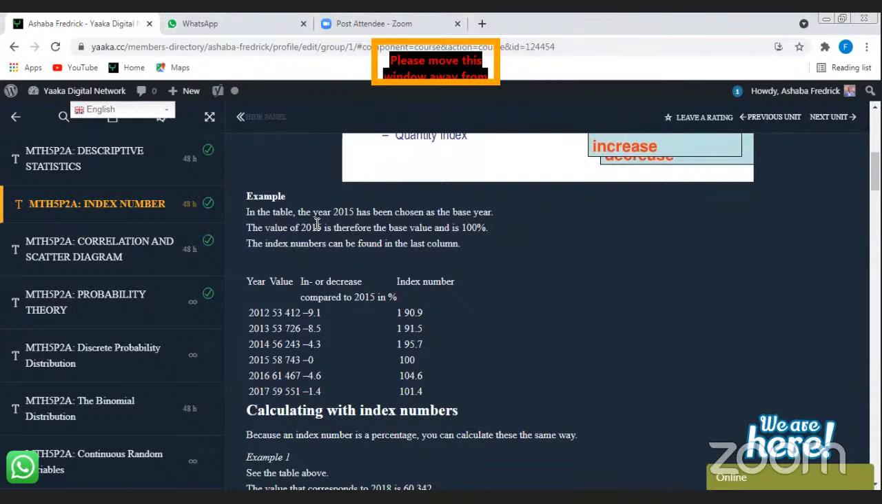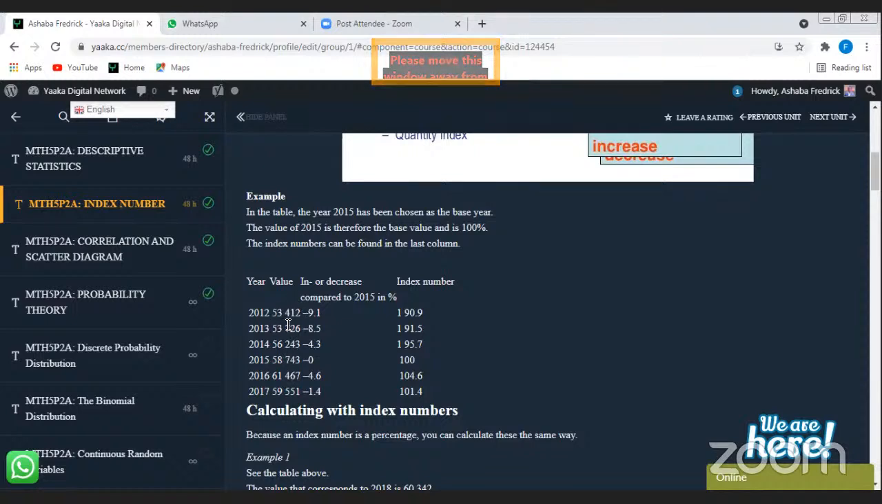So we are saying, for example, in the table, the year 2015 has been chosen as the base year. The value of 2015 is therefore the base value, and it is 100%. So we are saying the index can be found in the last column. So here we have year, we have value, we have increase or decrease. The years run from 2012 to 2015.